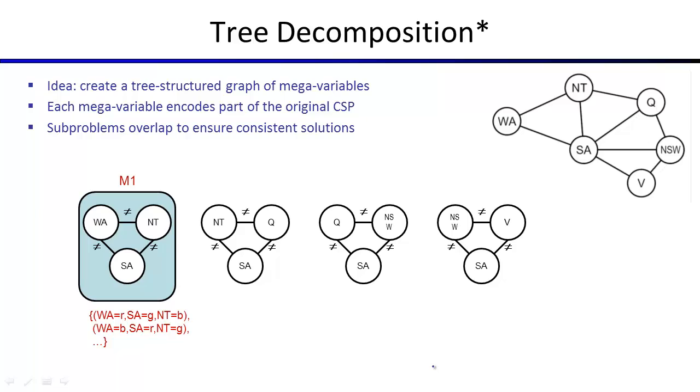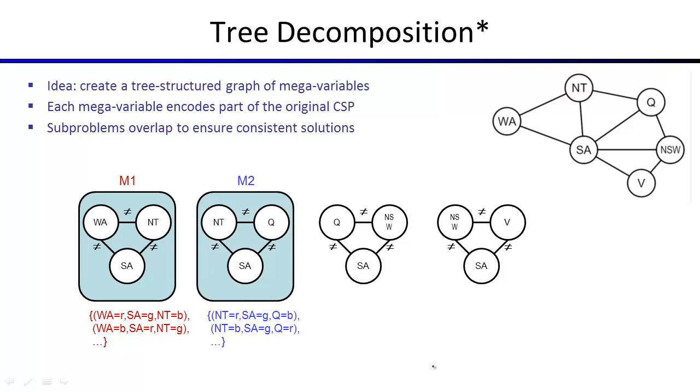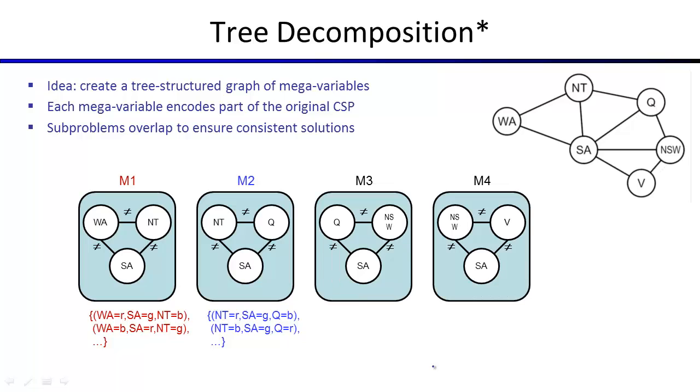So for example, the legal values for mega variable 1 are WA red, SA green, and NT blue, and so on, and we just enumerate them all. Because it's so small, we can just enumerate them all. And then I go to the second one and say, all right, you're a mega variable, and you've got some legal assignments to your little piece of the CSP, and I keep doing that. So now I have a bunch of mega variables. How did this help me?